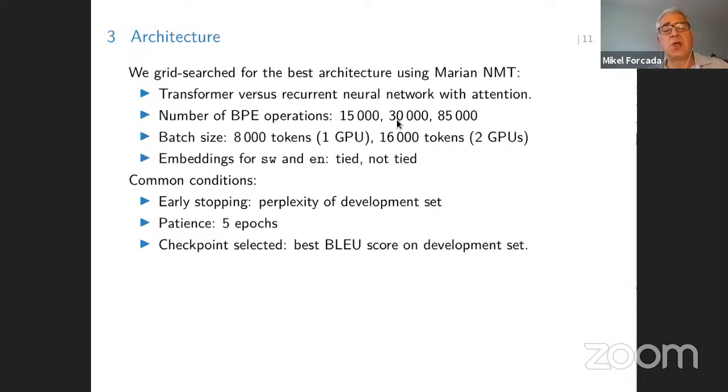So using all this, we did a grid search, and the common conditions were we used early stopping based on the perplexity of the development set. But we had a patience of 5 epochs to see if things would improve after a minimum. And we selected as a checkpoint the one that had the best BLEU score on the development set. This is quite standard, I think.